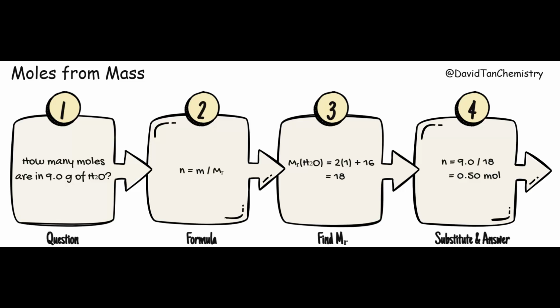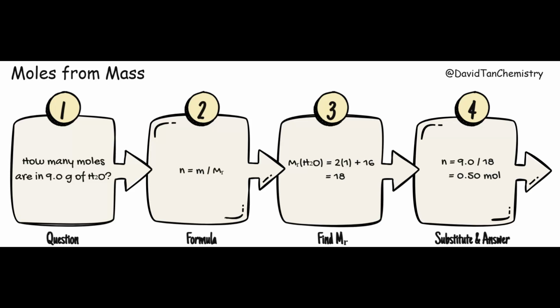Now, substitute the values into the formula. The mass is 9.0 grams and the Mr is 18. So N equals 9.0 divided by 18, which gives 0.50 mole. So the answer is 0.50 mole.